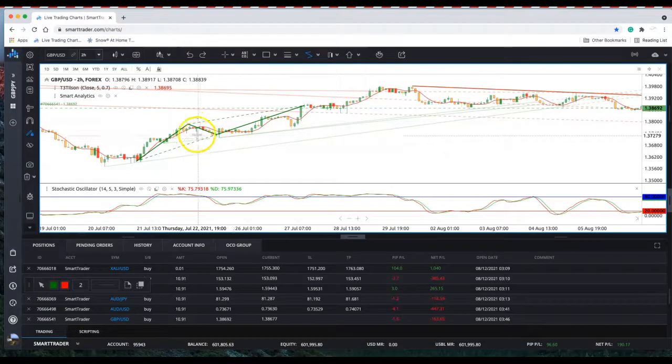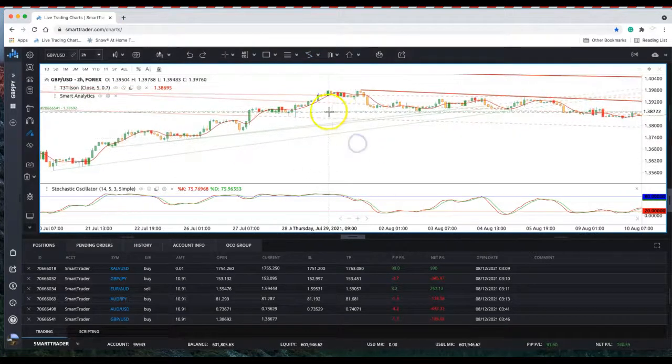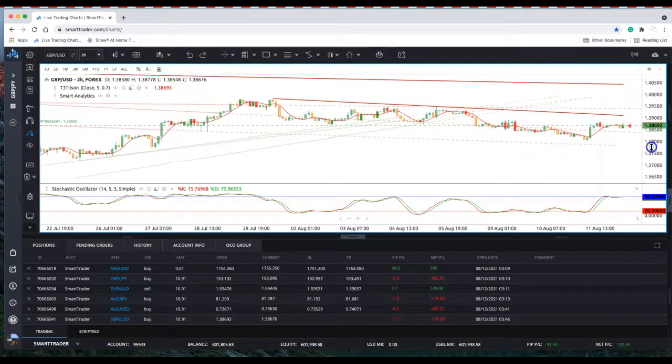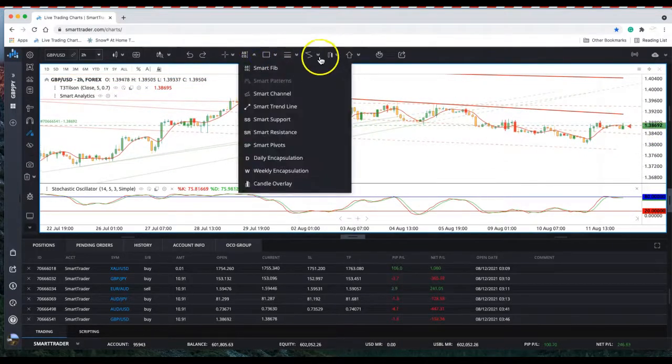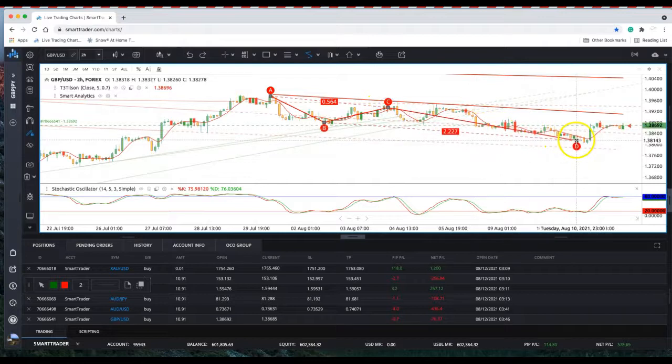Then A, B, C. So C becomes A. So that's the new A, and then B, and then a pullback, and then D. Okay? And then that was the end of the ABCD patterns in an uptrend because it turned around and went the opposite direction. Okay, so we had A, B, C, and down here was D.